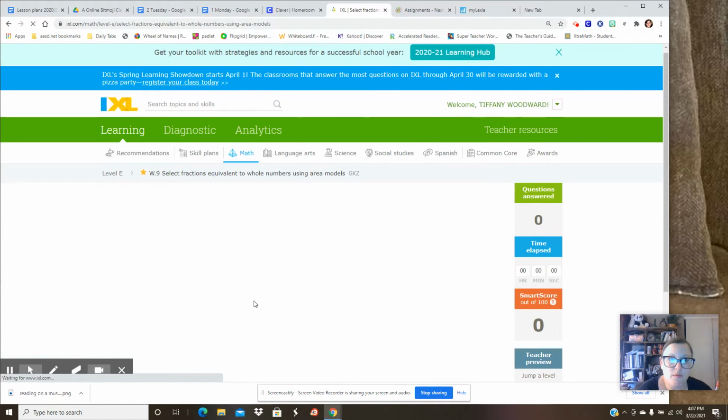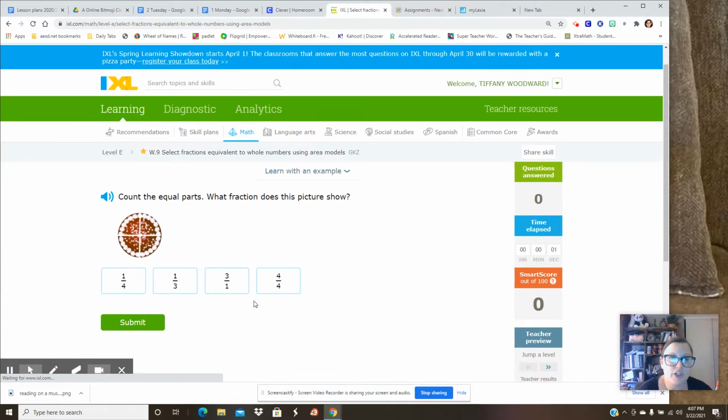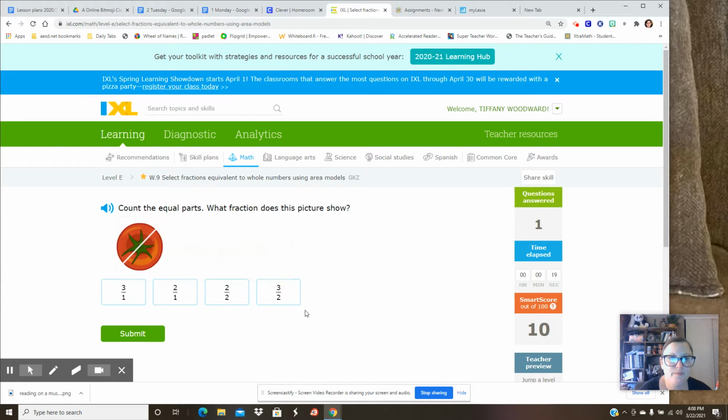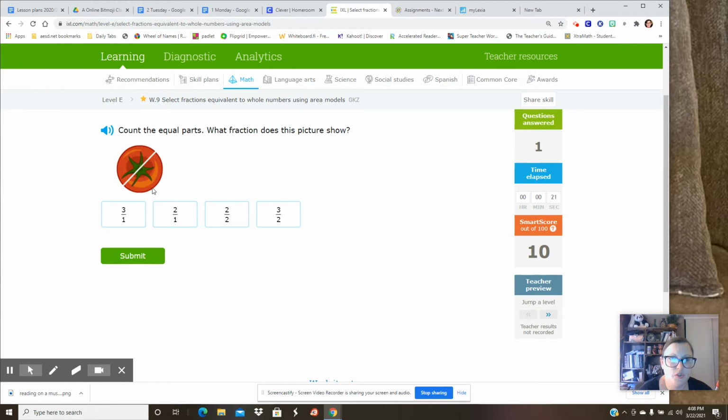Remember yesterday when we did naming fractions greater than 1? So this one is going to tell us a fraction. We have 4 pieces, right? And how many of them are there? 4. So 4 out of 4 is 1 whole. Again, it's cut into 2 pieces, and there are 2 pieces. 2 out of 2 is a whole.